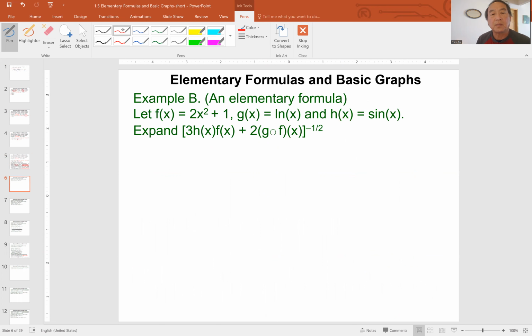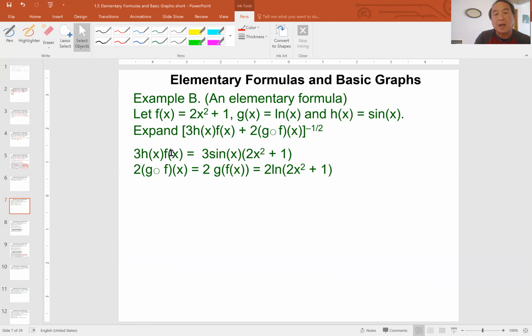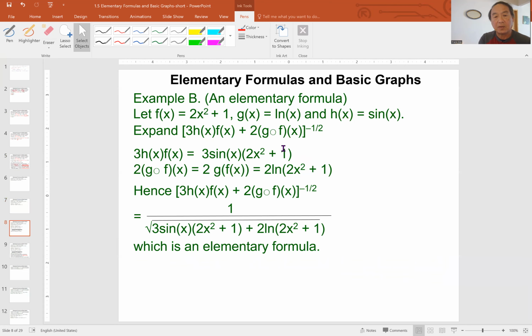For example, here are three functions, and here it asks us to expand. So we can do this part by part. h times f, we can multiply that, and the compositions, and I can put them together into this elementary formula in the expanded form.